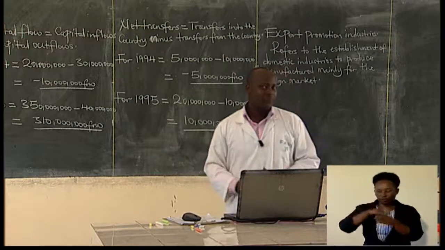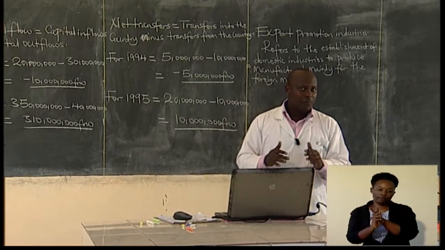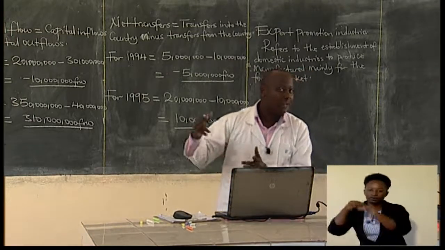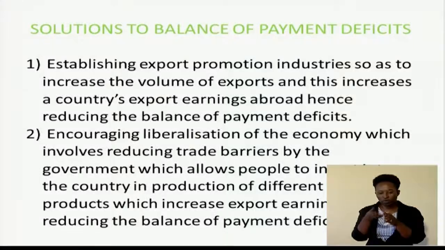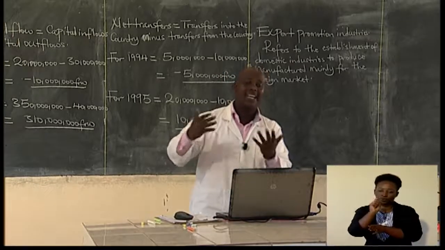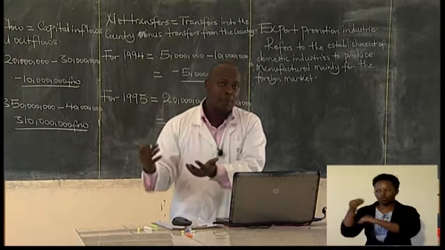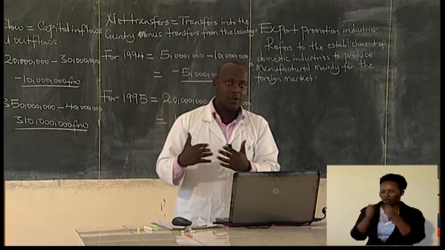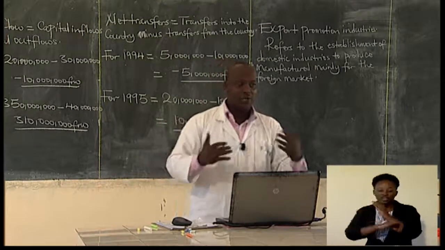Now, an example. Instead of exporting raw cotton to other countries, it is better we establish industries and we manufacture cotton, we process cotton into clothes. We produce clothes and export clothes which can attract more people to buy clothes. And the country will be able to sell more, and which will increase earnings on exports.